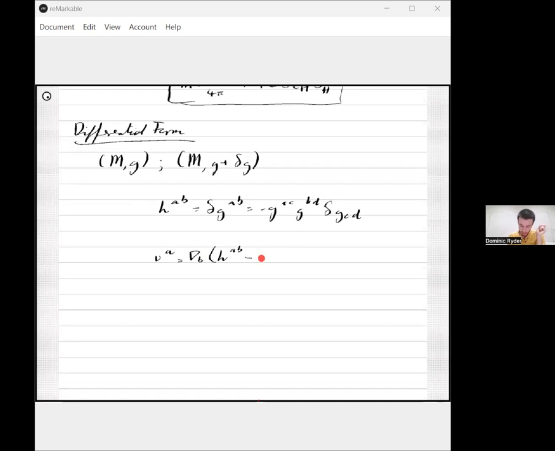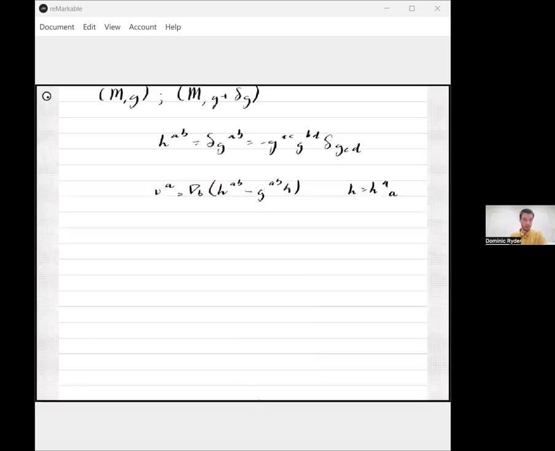Delta nabla B, HAB, GAB, H, where H is the contraction over the perturbation metric. Now, I state without proof that nabla A VA is 0. This is just the trace of the perturbed Einstein equation, and so this follows from the fact that it's true for that. So this is true by Einstein's equation.